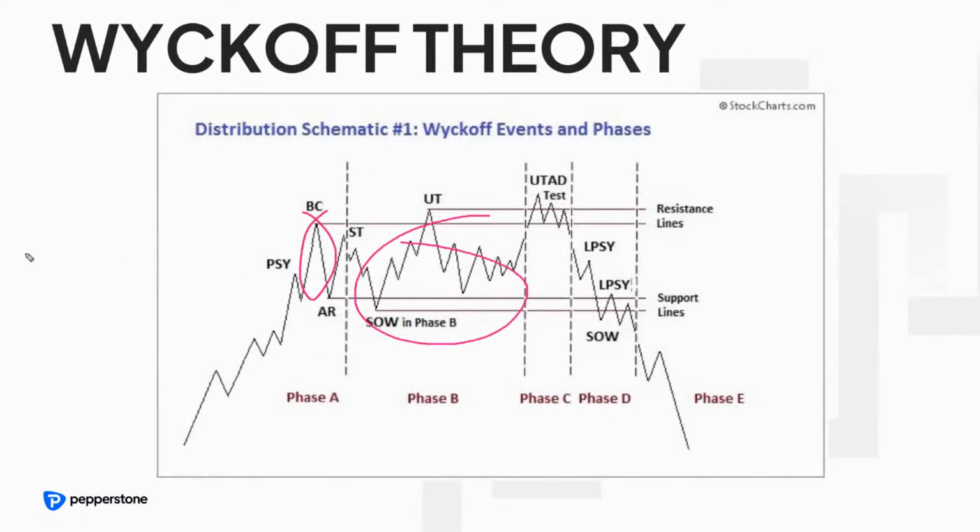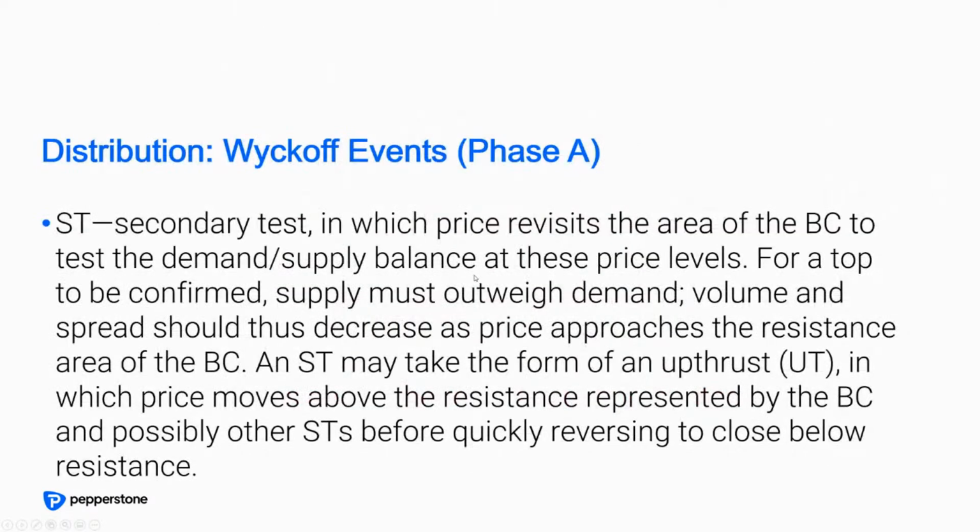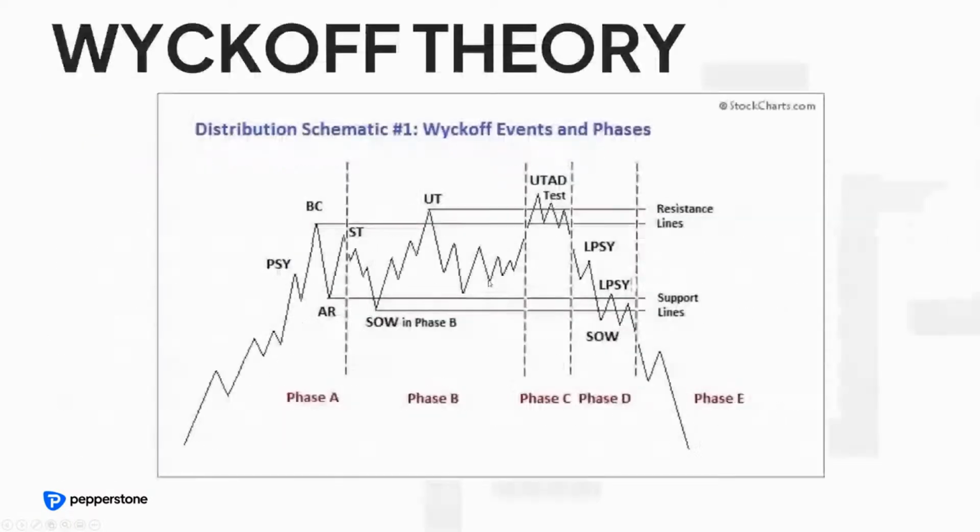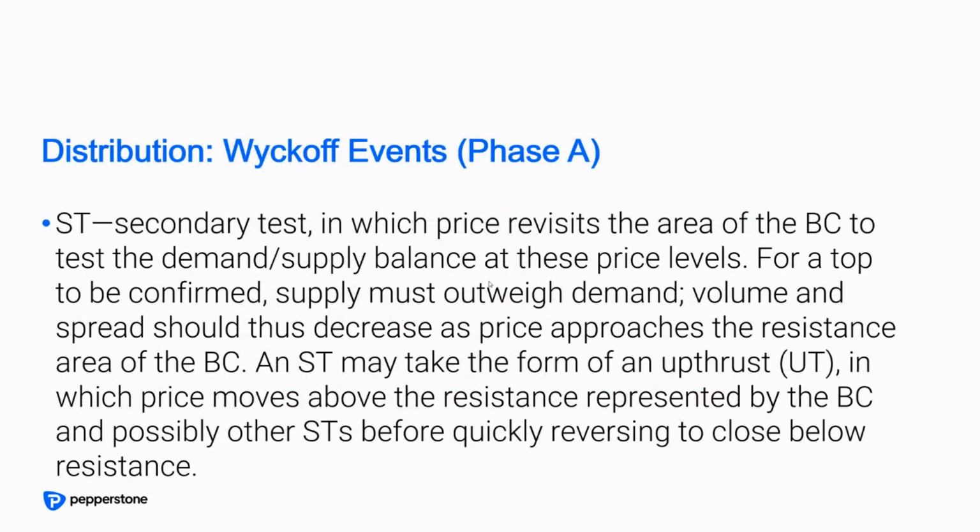Then we go into phase B. Phase B begins, and there are all these fancy little words here, and we'll just try to break it down to the key concepts. In phase B, we've got the secondary test generally. That is here, and this is where price revisits the area of the BC, or close to the BC, the buying climax, to test the demand and supply again and to balance the price levels. So this is now starting to create that big area here.